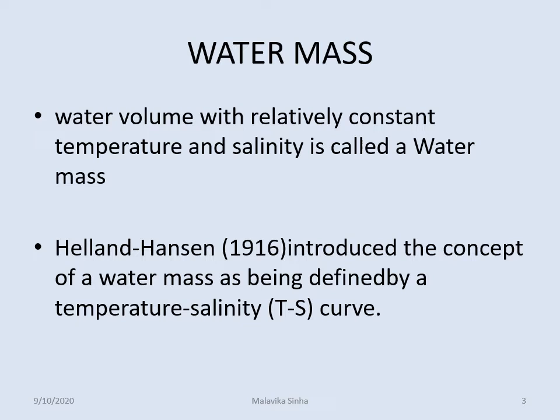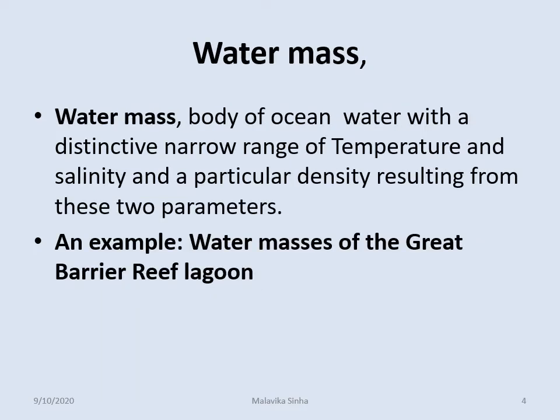Question is, what is water mass? Water mass is the volume of water with relatively constant temperature and constant salinity. So two attributes are very important in water mass, that is constant temperature and constant salinity. Constant temperature and constant salinity are responsible for the constant density.